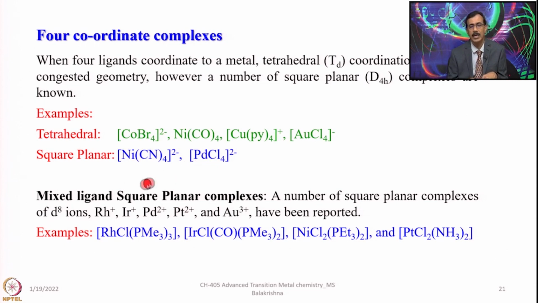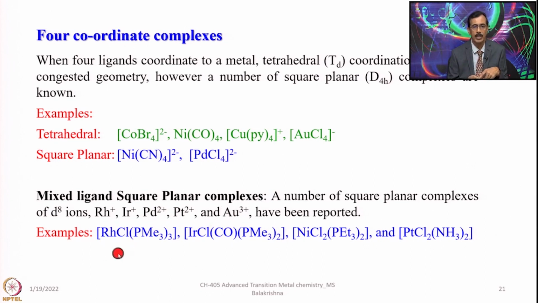When we talk about mixed ligand square planar complexes, we come across a number of square planar complexes from the cobalt and nickel groups. In the cobalt group with +1 oxidation state, for example rhodium +1 and iridium +1, and in the nickel group, nickel 2 plus, palladium 2 plus, platinum 2 plus and gold 3 plus, they have a preference for square planar geometry, and we can see a large number of mixed ligand complexes.